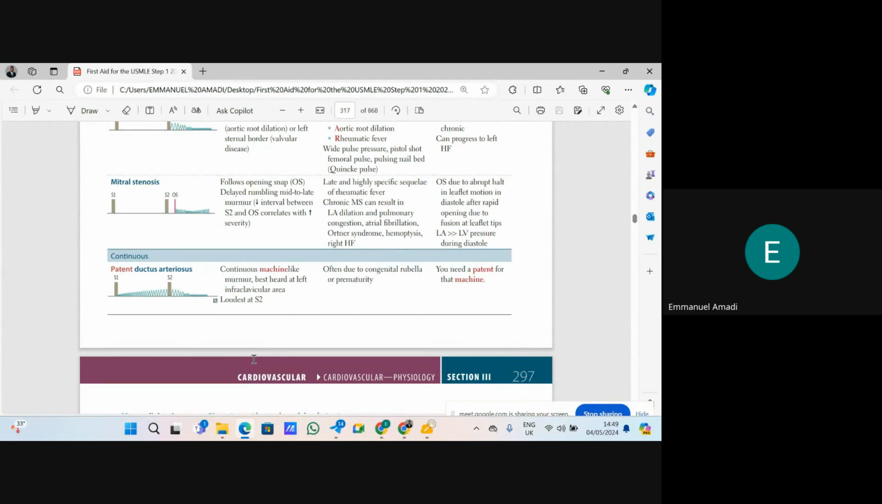Now, why would you see it in immigrants? The thing is that most times your mitral stenosis is a sequelae of rheumatic fever and rheumatic heart disease. Rheumatic fever is caused by strep infection that is not treated.